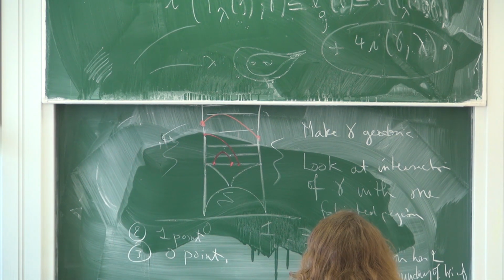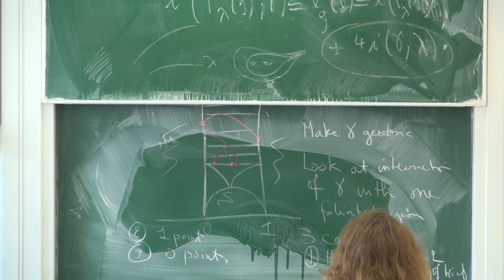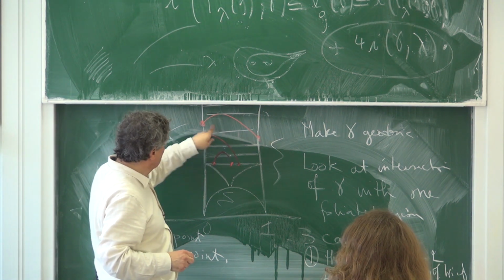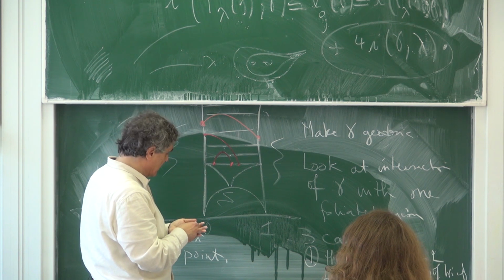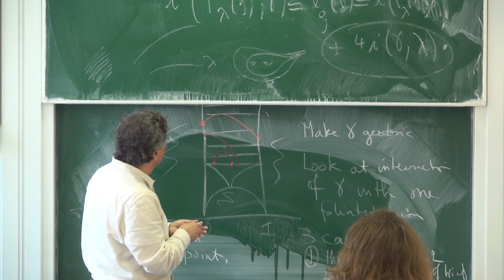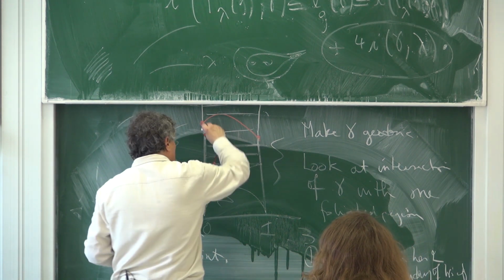And now remember, there's a very simple lemma of hyperbolic geometry, saying that, let's look at this one, and let's look at this one, and let's make it transverse to the foliation.